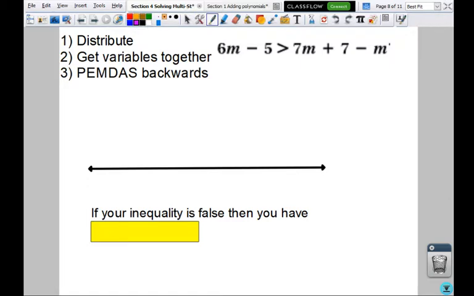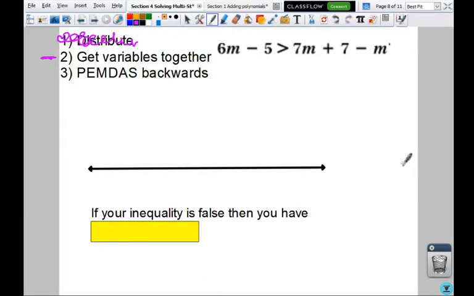Alright, so we're going to look at 6m minus 5 is greater than 7m plus 7 minus m. So, on this, I'm going to follow these 3 basic steps. I need to distribute first, but is there anything to distribute? No. There's no parentheses in here, so I don't need step 1. There's nothing to do there. But I can do step 2 a couple of times. I want to get my variables together, right? I want to get down to just a single m somewhere.